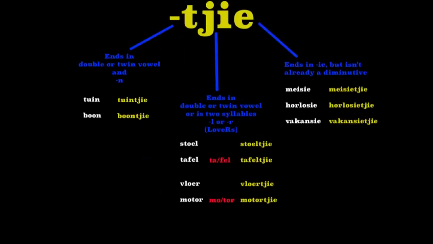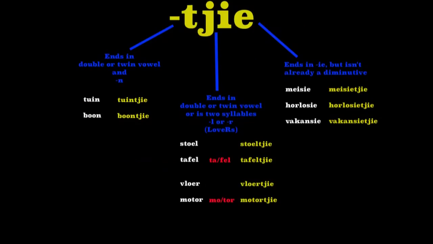Tjie applies to three groups. It'll firstly apply to any words that end in a double or twin vowel that's followed by N. So words like tuin and boen, garden or bean. Tuintjie, boentjie. Just add it straight on. The second group it'll apply to is words that again end in double or twin vowels followed by L or R, or a word that is two syllables and ends in L or R.